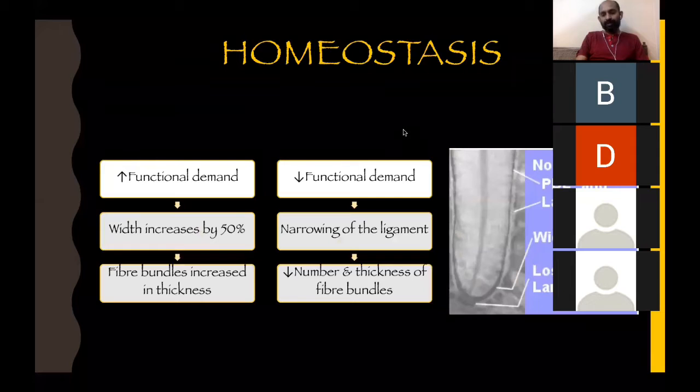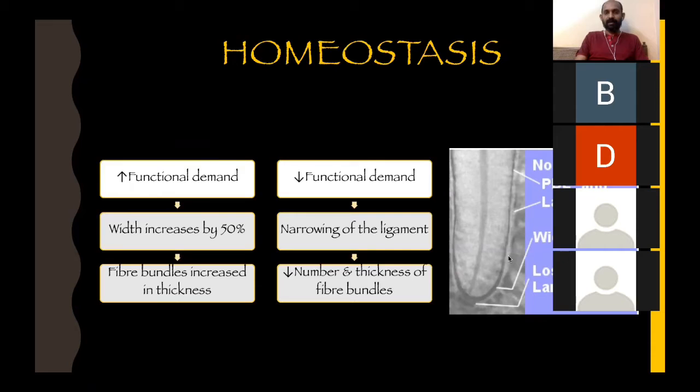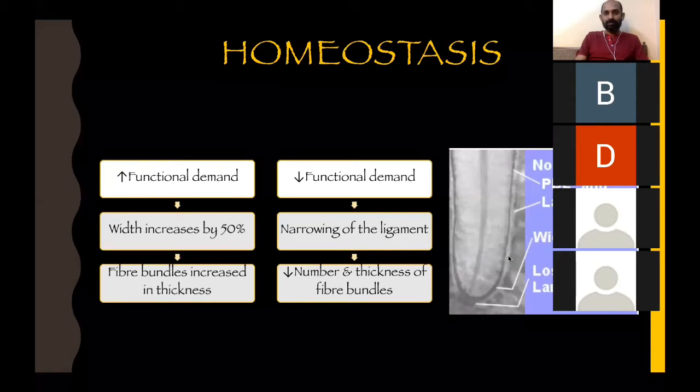As far as homeostasis is concerned, there are a lot of changes which can occur when there is an increased demand, and there are a few changes which can occur when there is a decreased functional demand. Accordingly, the width of the periodontal ligament might increase or might decrease. All of this was dealt with in the topic covered yesterday, right? So this was just to brush up the portion which was done yesterday.